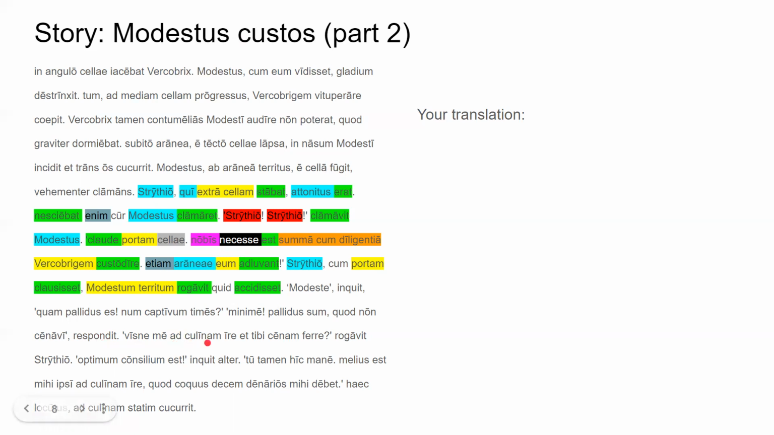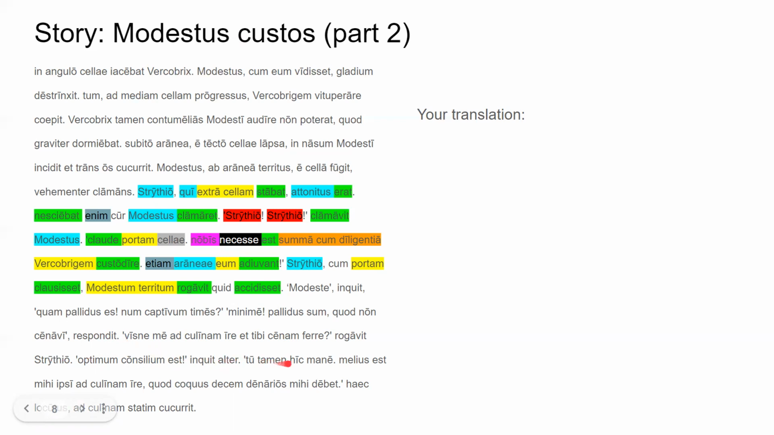Visne me ad culinam ire et tibi cenam ferre? rogavit Strithio. So, do you want, ne is introducing that it's a question, do you want me to go ad culinam, to the kitchen, and to bring food to you? So do you want me to go to the kitchen and bring food to you? Asked Strithio. Optimum consilium est. That is a great plan, or just it is a great plan. I added that for clarity in English. Inquit alter, said the other guy.